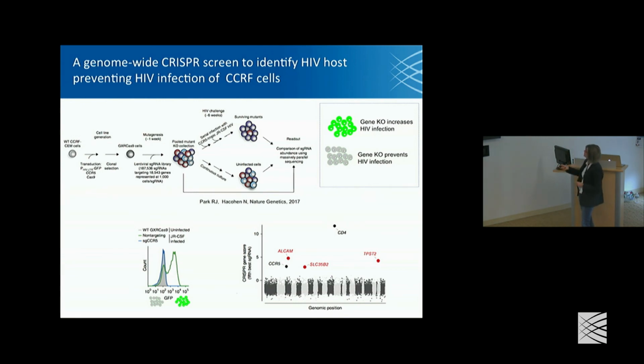The top 5 hits enriched in this population. And nicely, it was nice to see that CD4 and CCR5 were among the 5 hits. And he was actually able to find other targets that prevent HIV.